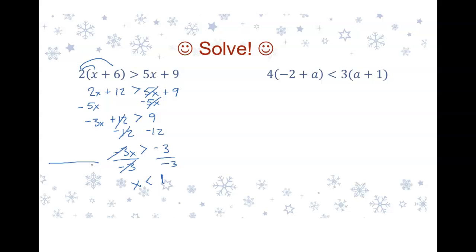If we wanted to graph that, we would have a 1, an open dot, and our graph would go this way to the left. You can tell because this sign points to the left. And our variable's on the left side.